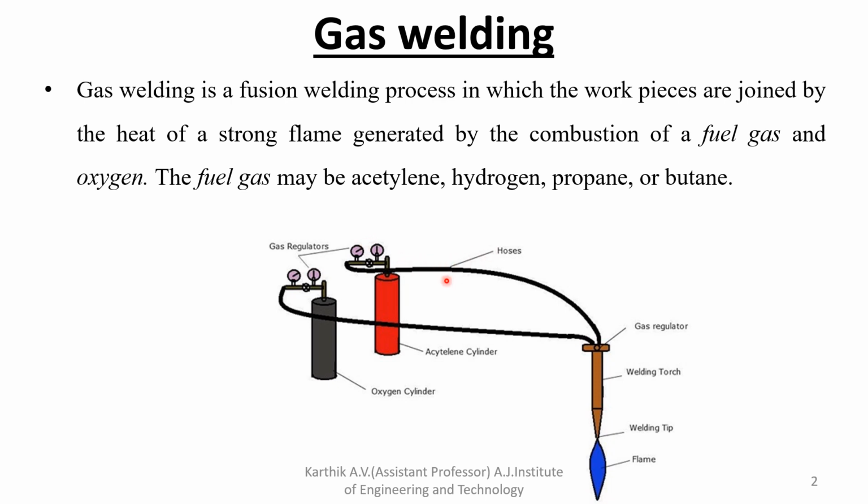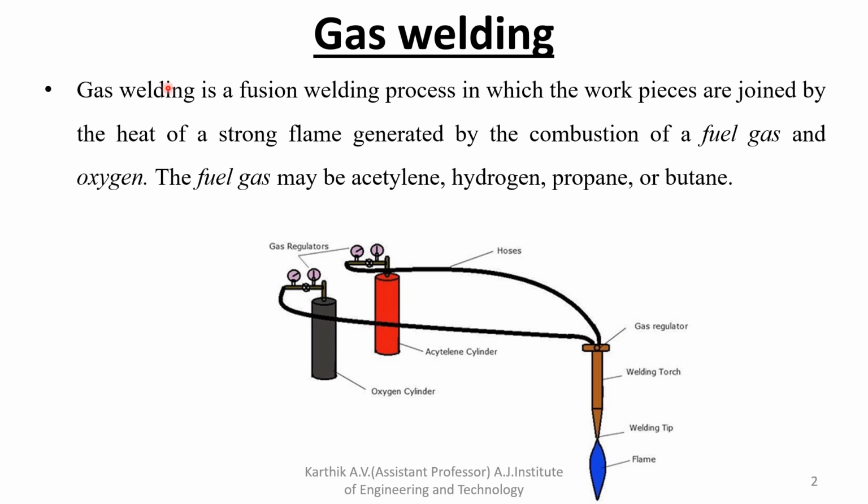Then the two gases are mixed together here, and because of that mixture it produces the flame. The flame also differs depending on the proportion of the gases. This flame melts the filler material, and the melted filler material is deposited in between the workpieces and allowed to solidify, so you will get a permanent joint. This is the brief procedure of the gas welding process.